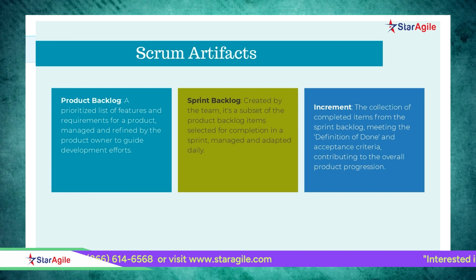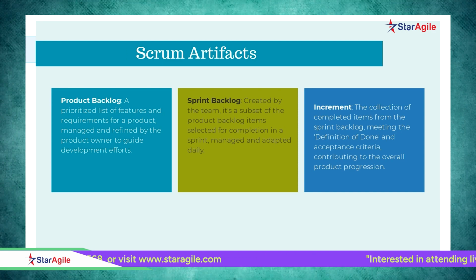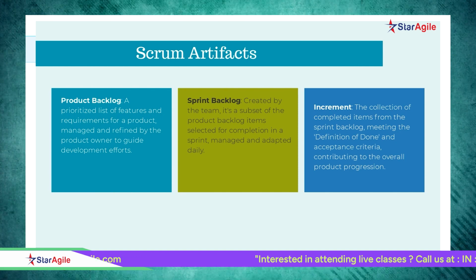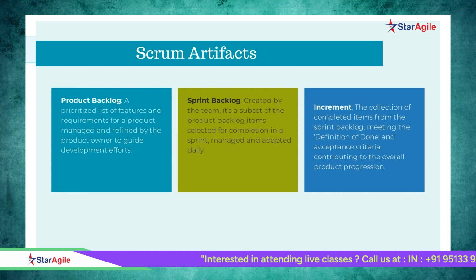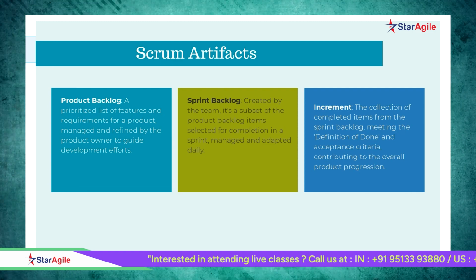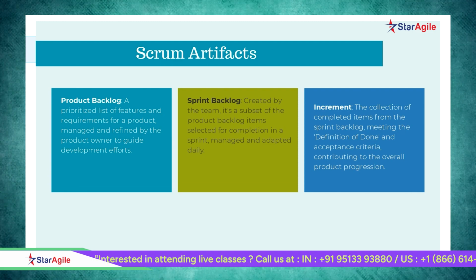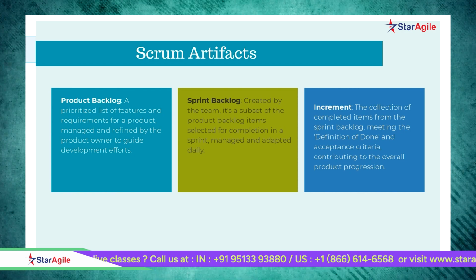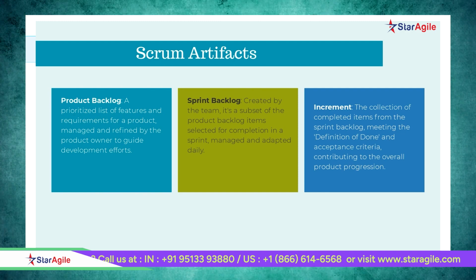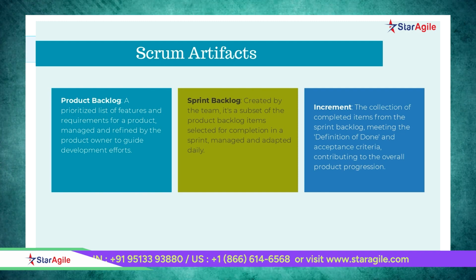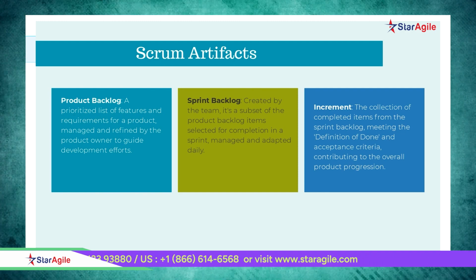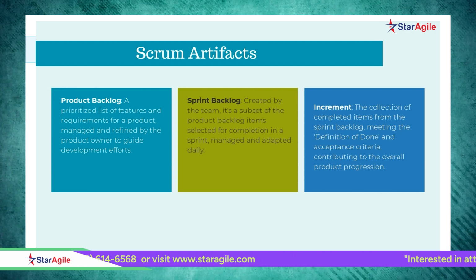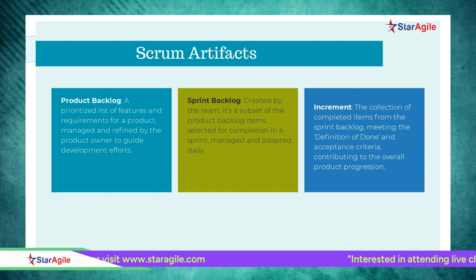The product backlog is a prioritized list of all the features, enhancements, bug fixes, and other work that needs to be done to deliver the final product. It is maintained by the product owner and is continuously refined and updated based on feedback, changes in priorities, and new insights. The product backlog represents the single source of truth for what needs to be built, and it provides visibility into upcoming work for the Scrum team.